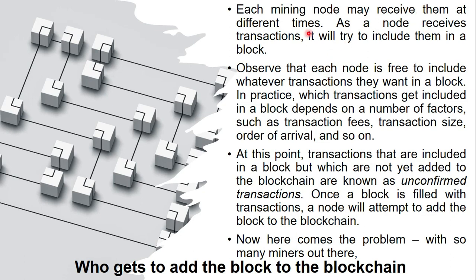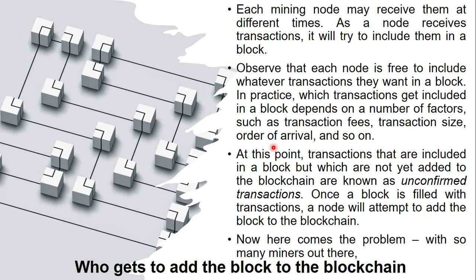As a node receives transactions, it will try to include them in blocks. We have already seen in the previous slides that when transactions come, they are compiled and form a block, and that block will be added to the blockchain. Observe that each node is free to include whatever transactions they want in the block. In practice, which transactions get included in a block depends upon a number of factors, such as transaction fees, transaction size, order of arrival, and so on. There are lots and lots of factors.